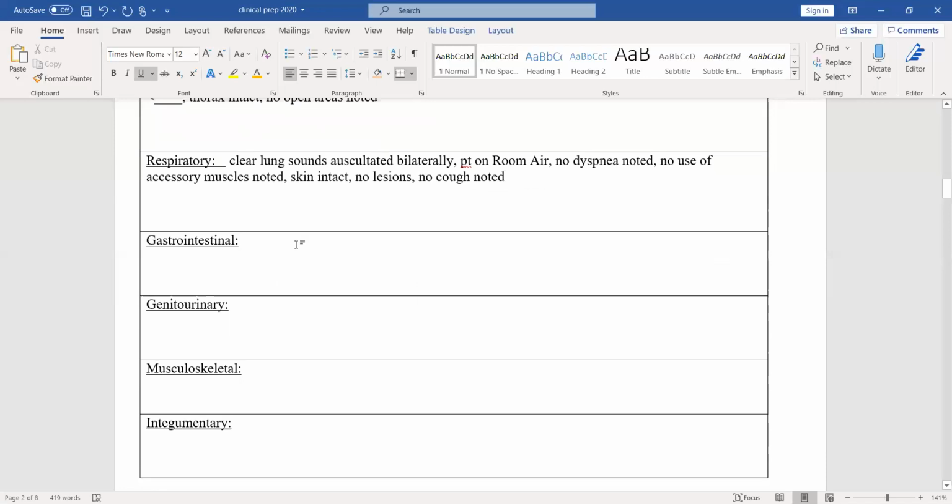GI, we're going to be learning about that this week, but right now we're going to think about nausea, vomiting, diarrhea, last BM. If you saw their last BM, what did their last BM look like? Under genitourinary, we're looking at, do they void independently? Are they incontinent? Same thing with GI, are they incontinent?